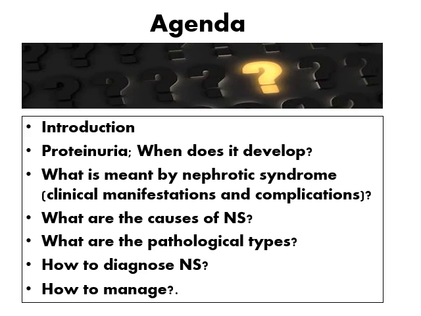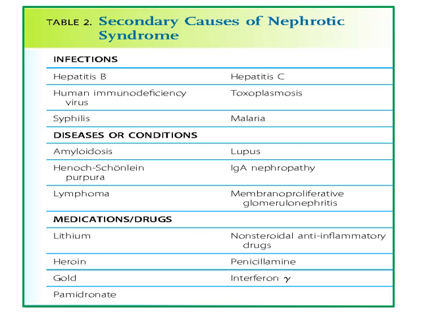What are the causes of nephrotic syndrome? Nephrotic syndrome can happen due to primary affection of the glomeruli. And at the same time, there are many secondary causes of nephrotic syndrome. These secondary causes include infections like hepatitis B, hepatitis C, HIV, syphilis, and malaria.